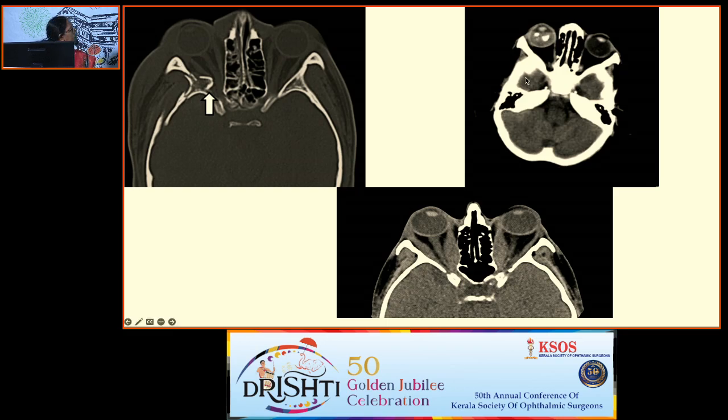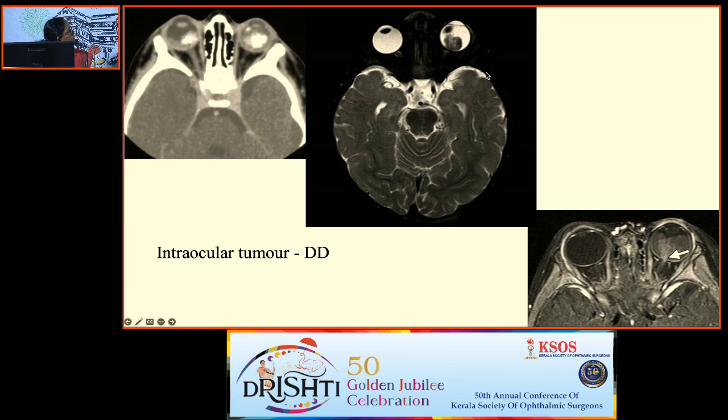Okay. Here you can see this is CT showing a bone fracture impinging the optic nerve. Here, calcification. This is proptosis with intraocular mass with calcification. DD? Retinoblastoma. Okay. Here we already saw one CT, thyroid. So this is CT versus MRI of intraocular tumors, retinoblastoma.